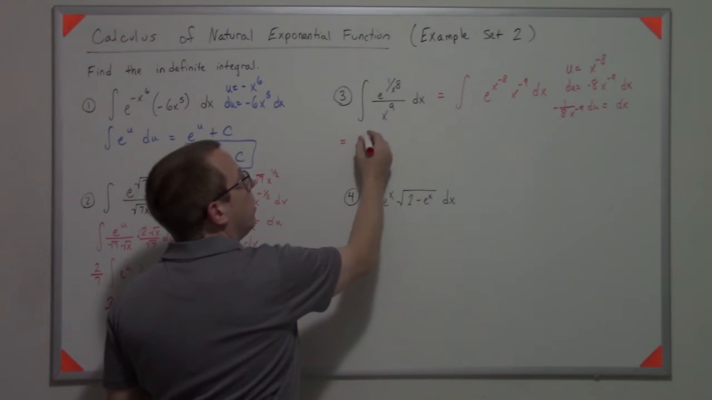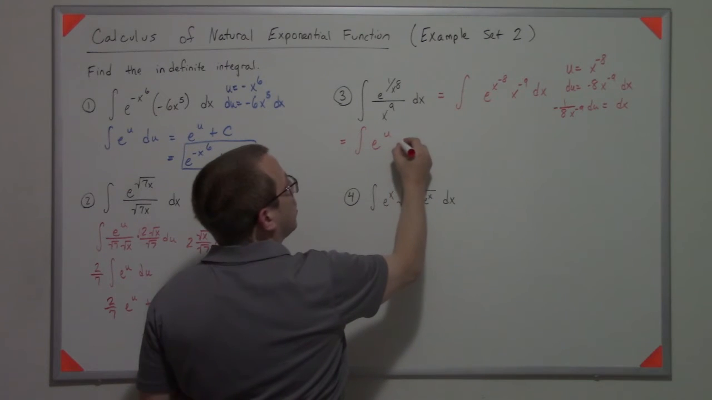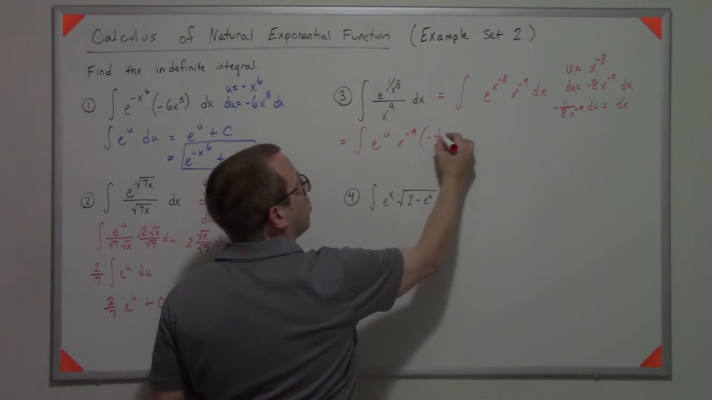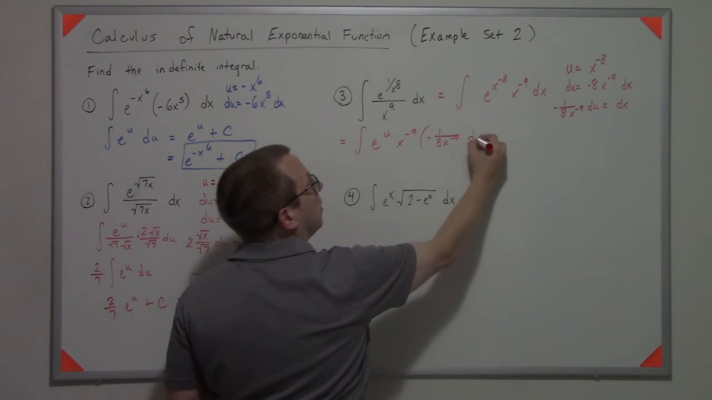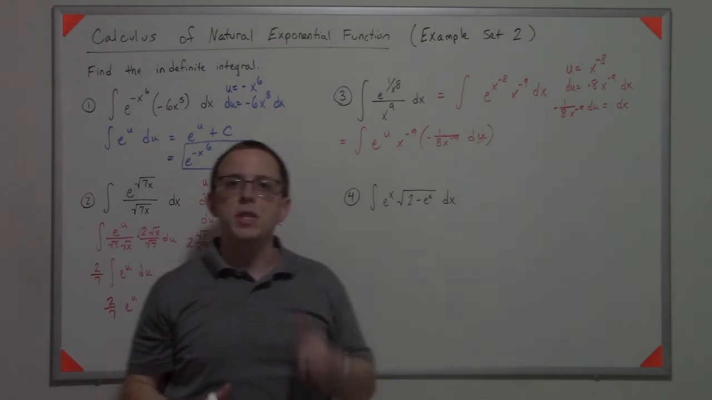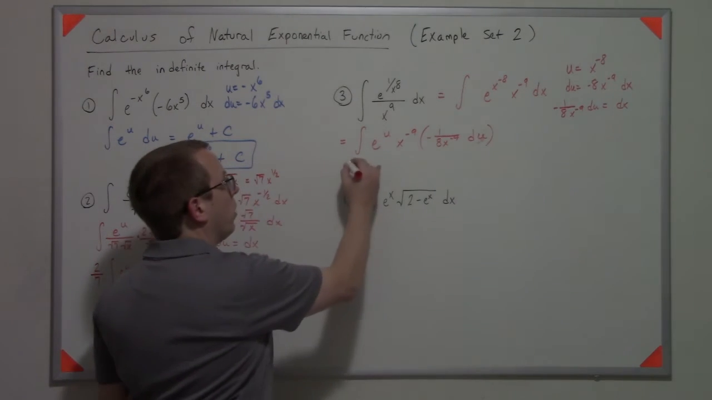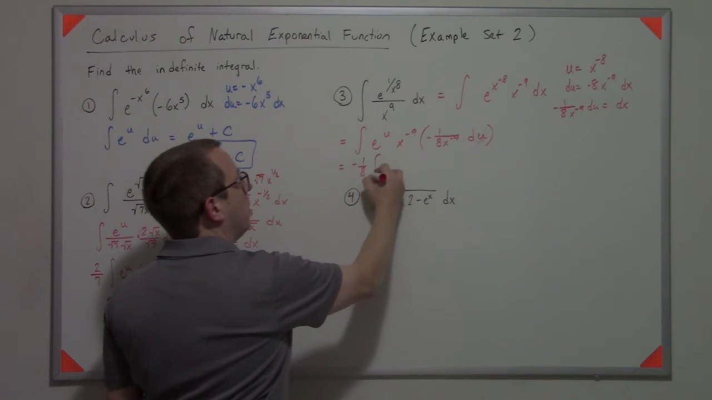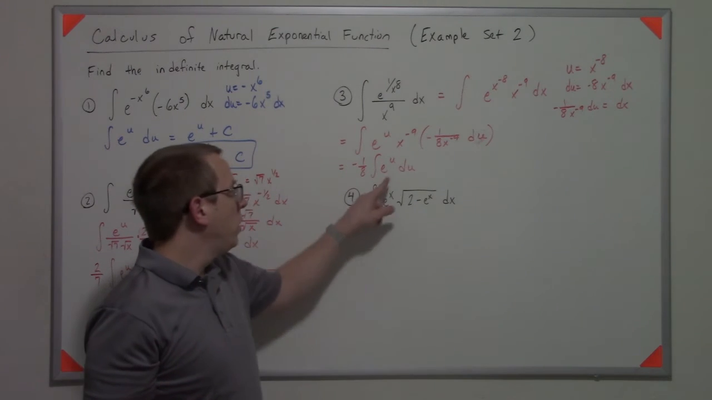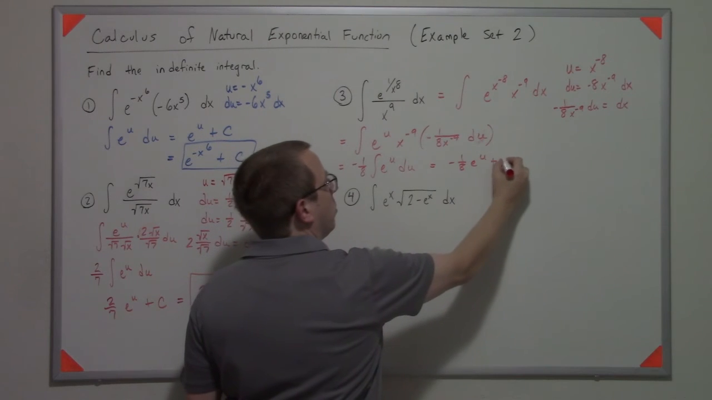So I'm going to bring it over here. So I have e to the u times x to the negative 9th times negative 1 over 8 x to the negative 9 du. So what that's going to do is the x to the negative 9s are going to cancel, and that negative 1/8 is going to come out front. So negative 1/8 e to the u du. At which point we know how to find this antiderivative. It's simply negative 1/8 e to the u plus c.